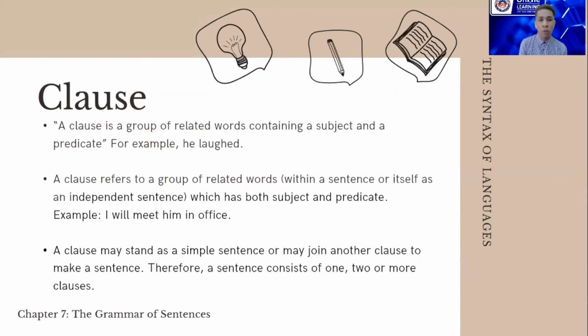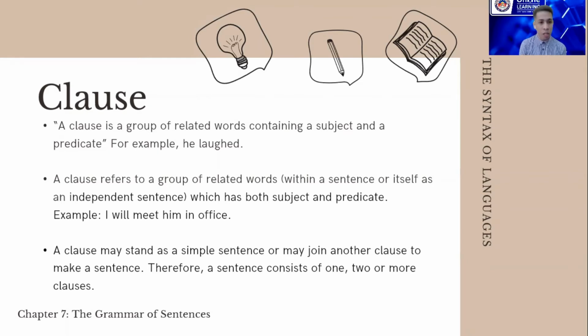A clause is a group of related words containing a subject and a predicate. As we all know, a sentence cannot work without a subject and a predicate, as well as a verb. For example, he laughed. This one is already a clause and already a complete sentence. There will be times a clause may be considered a complete sentence and there will be times it cannot be.